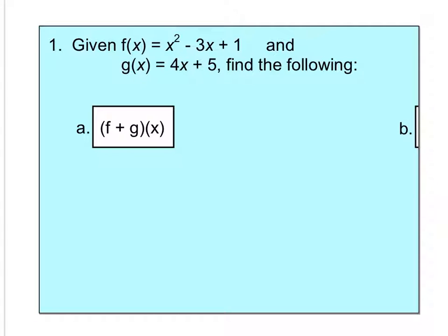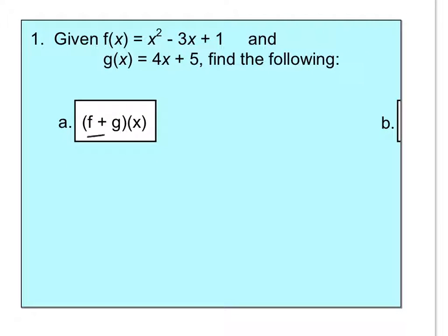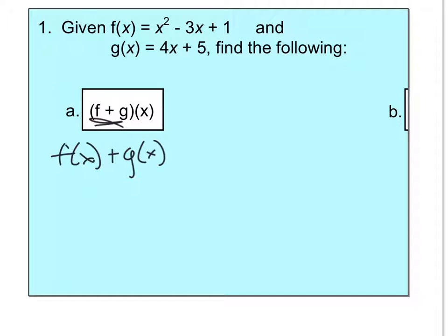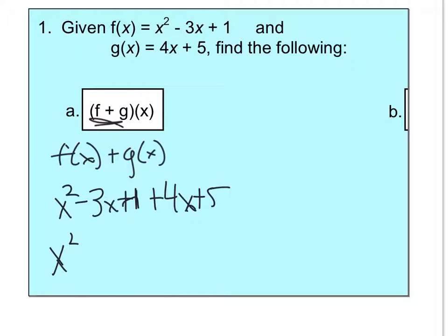So if I take a look here, if I'm doing the sum, that's going to be f of x plus g of x. So it's going to be x squared minus 3x plus 1 plus 4x plus 5. Now, what can I add together? Well, the x squared is still the x squared. So then I can go plus x plus 6. There is my sum.